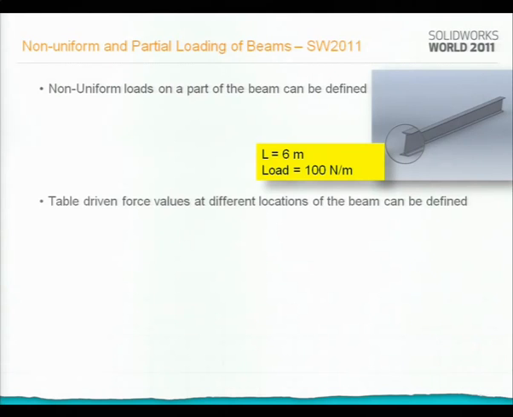This is one of the options, the table-driven force. This is the most general option. With this option, I can introduce any force, any shape, like in this case, I will use it. And the three other options are triangular, parabolic, and elliptical.